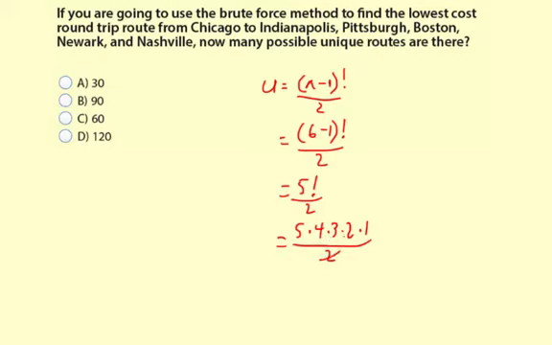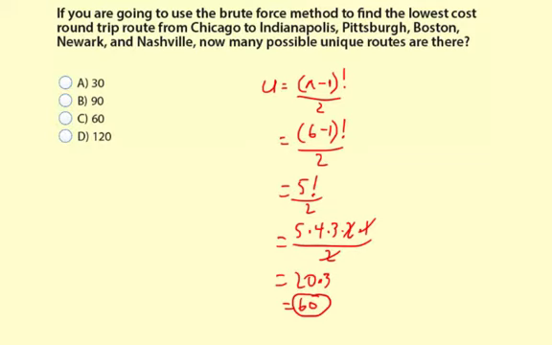See, so then these 2's simplify out. Your number of travel routes is 5 times 4 times 3 times 1, and the times 1 you don't need. So it's just 5 times 4 times 3. So 5 times 4 is 20, and then times 3, so 20 times 3 is 60. So that is the number of unique possible routes.